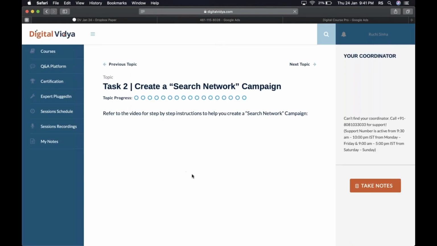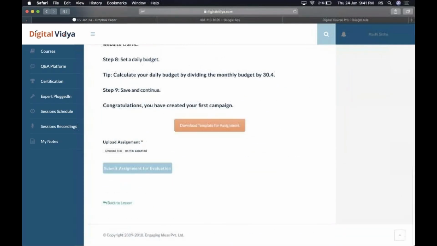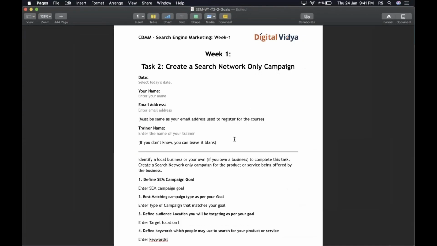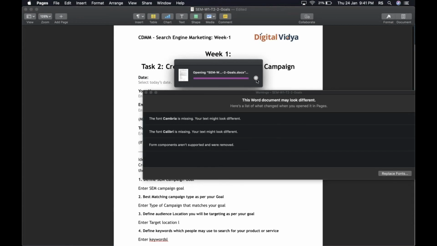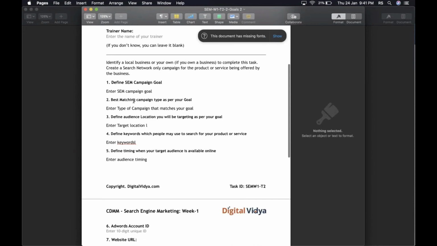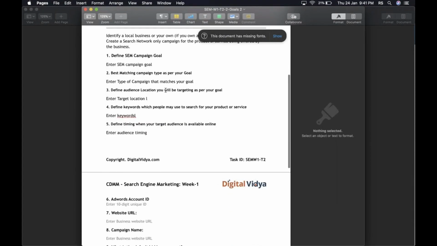Task 2, you go and download this template, right? We will ask you all the details about your campaign, what you have chosen and everything. So please complete this and tell us your campaign goal, which campaign type, which for now we will say is search. Mostly your goal will be traffic right now, for most people.